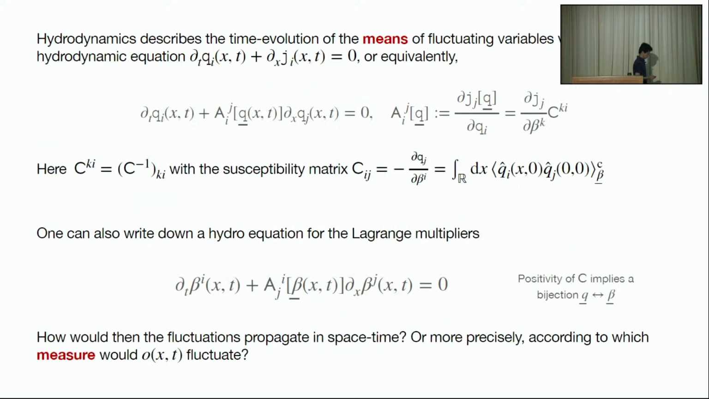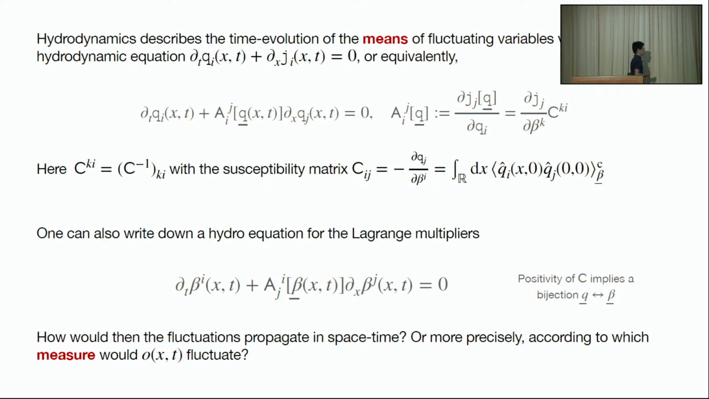Right. Now, as I said, the problem now boils down to getting to know how the q's or betas are going to time evolve. And this is precisely what is prescribed by the hydrodynamic equation. So, for instance, hydrodynamic equations can be written this way, where the matrix A is defined in this simple way. It's a derivative of J with respect to Q. And the C matrix is the usual susceptibility matrix. Now, there is another equivalent way of writing down the hydro equation, which is in terms of the Lagrange multipliers. And as it turns out, this is going to be useful for my purpose, so I'm going to use this extensively.